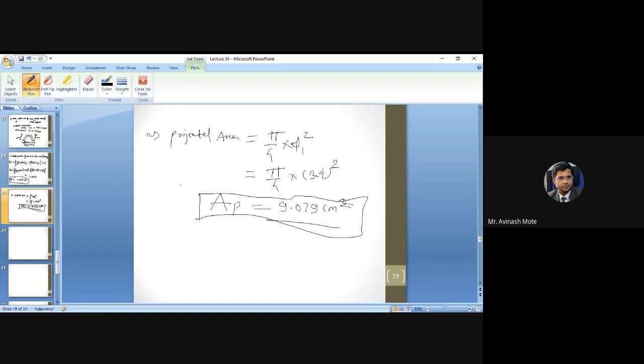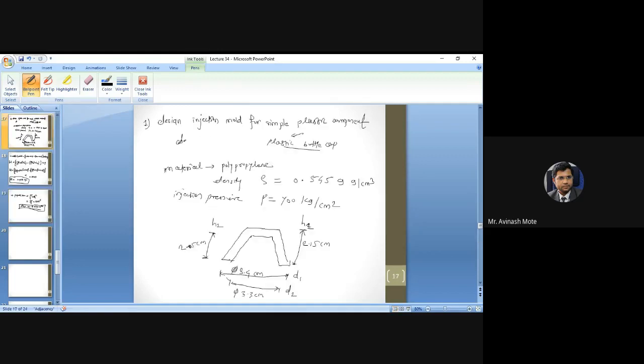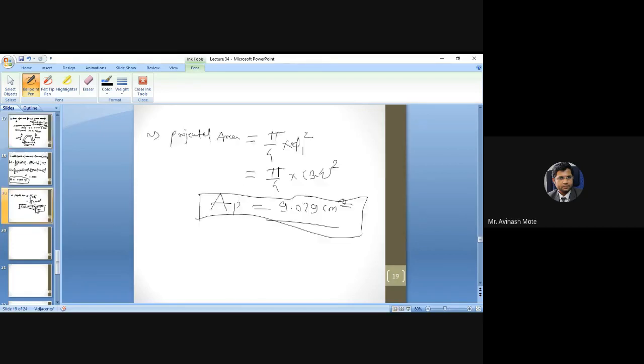Now, in the problem there is one more statement that I forgot to write. The mold is of two-cavity type. Are you getting it? So how many cavities are there? Two cavities. Now, we have calculated this projected area for a single cavity.